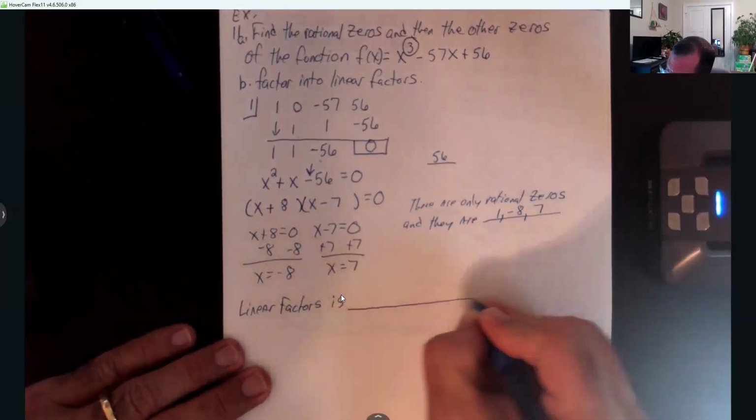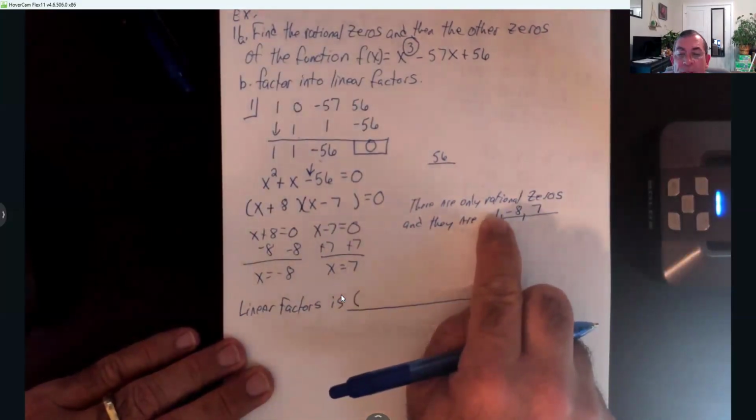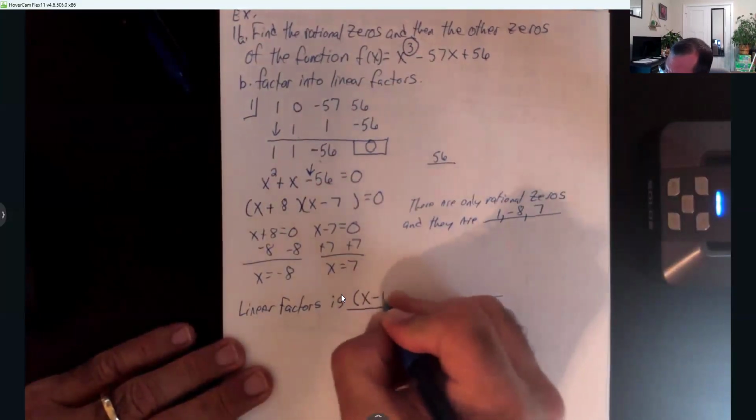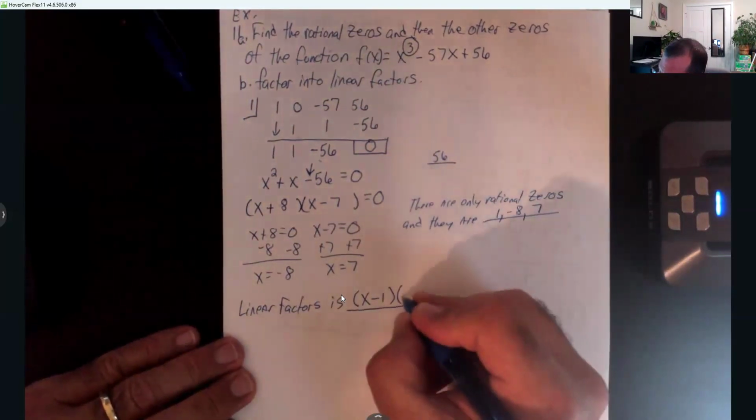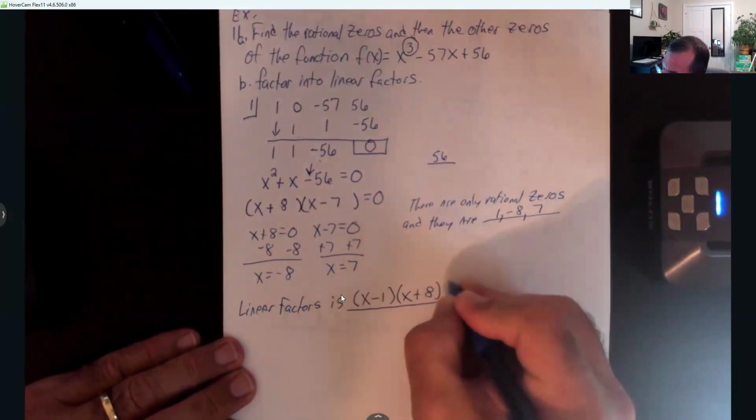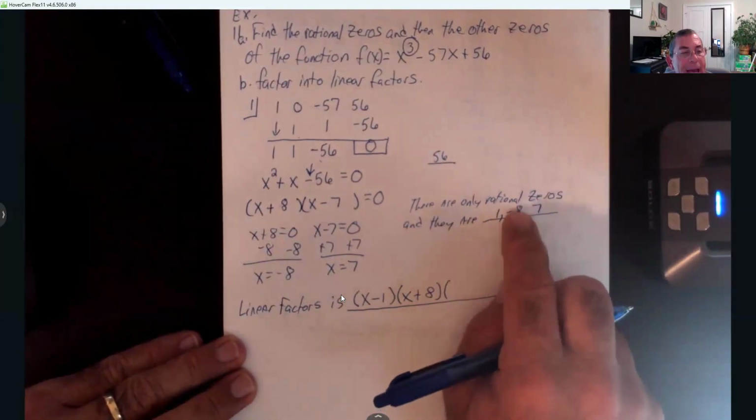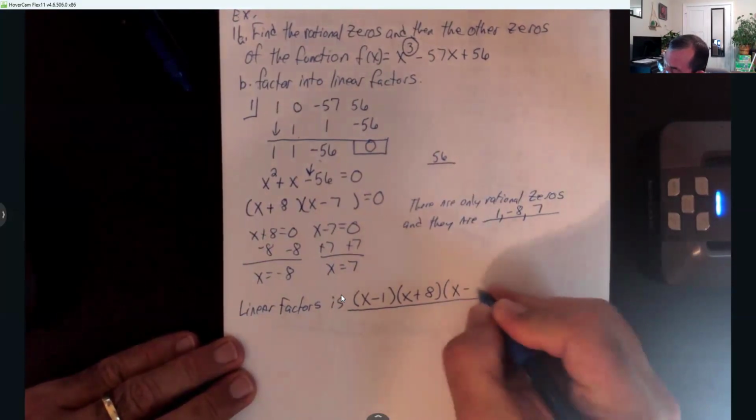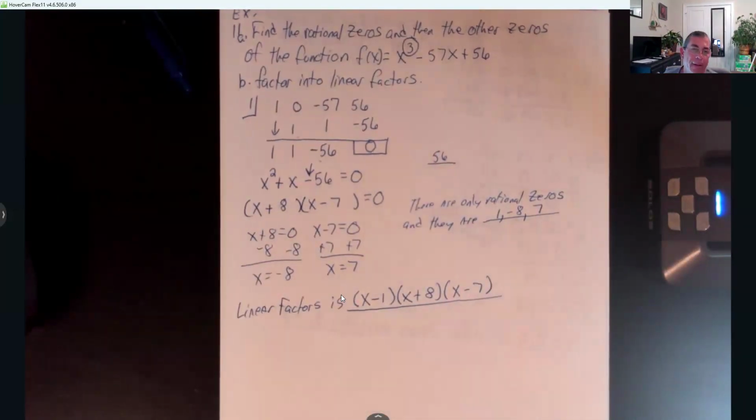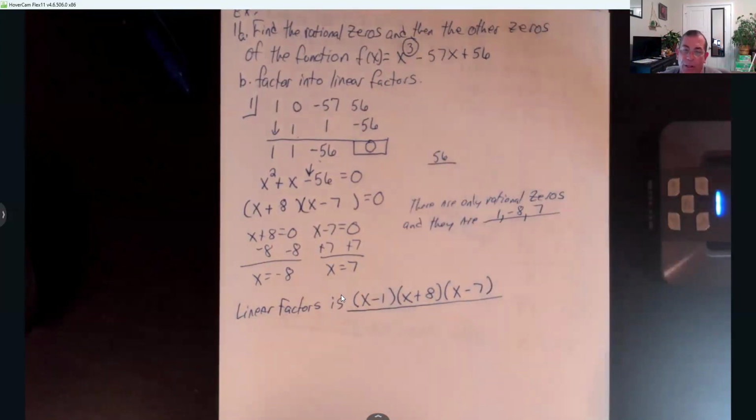All we do, we're going to put these in parentheses. If this 0 is a 1, then the factor will be x minus 1. If the 0 is a -8, then the factor would be x plus 8. They just want y'all to realize that these factors are opposite in sign than the zeros. And then that last one would be what? X minus 7. Okay? So that's what they mean by linear factors: taking your zeros and writing them as factors in those parentheses.